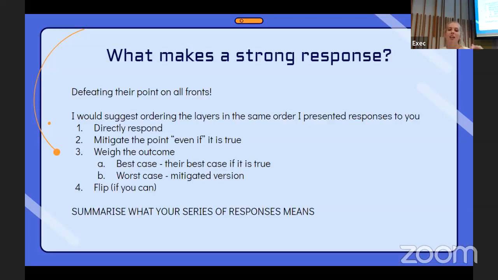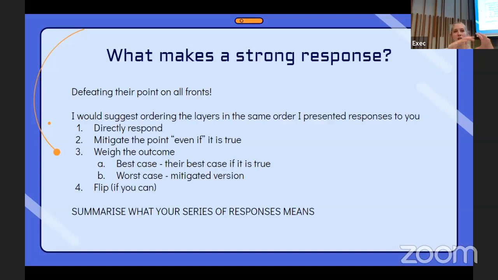The worst case is the version of their case when you've mitigated it. So you've gone, okay, here is their case, here is the impact that I think it actually has. You've reduced it a little bit smaller, and then weigh that version against your case. So obviously in that event, your case is already going to be slightly ahead.